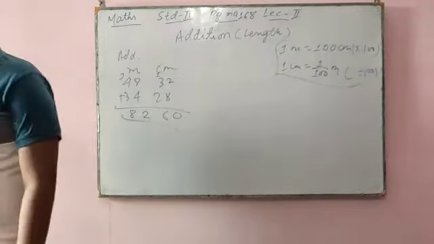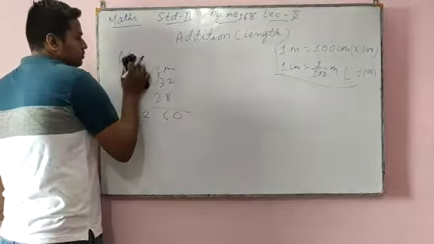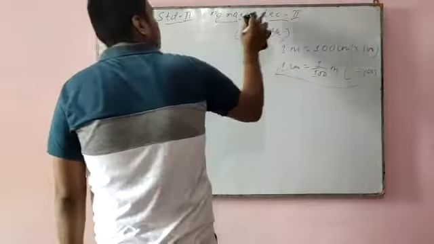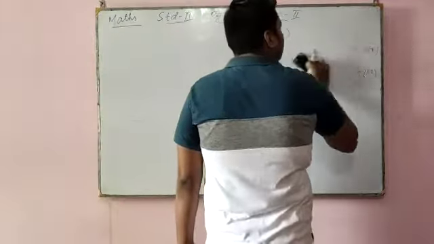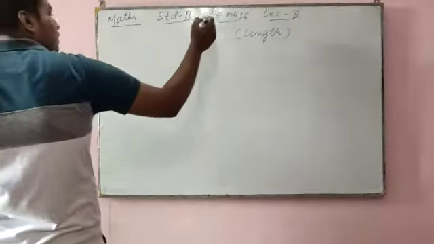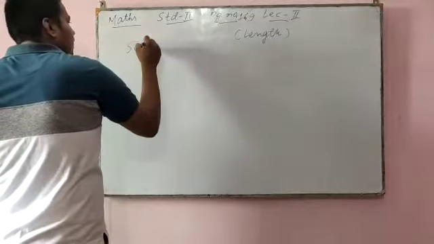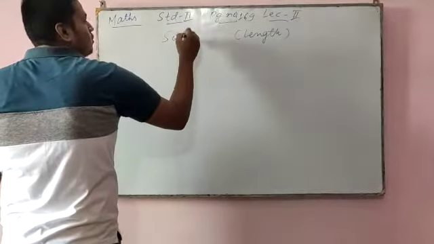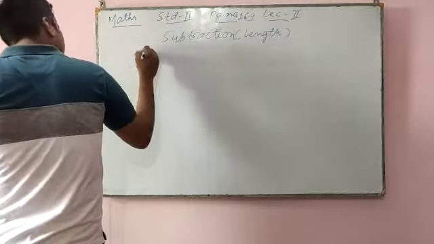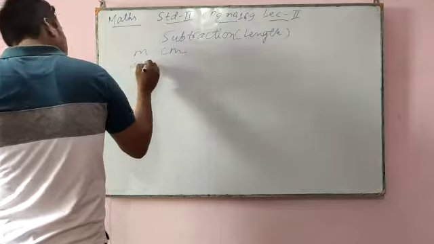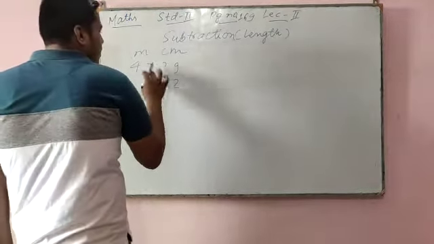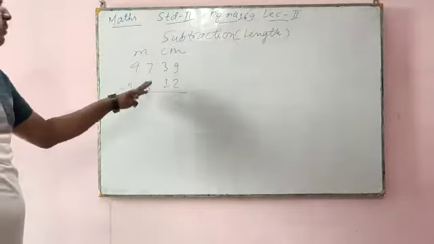Okay, so now we will come to page 169. It is subtraction. Meter, centimeter. 47 meter 39 centimeter minus 28 meter 12 centimeter.